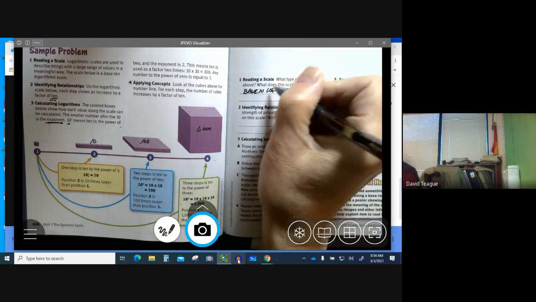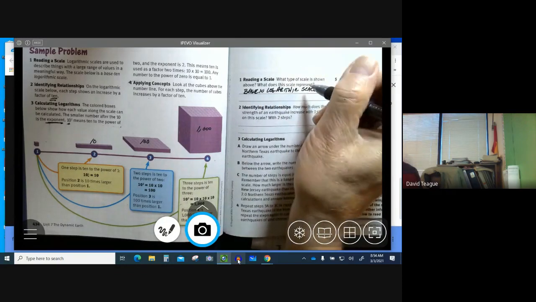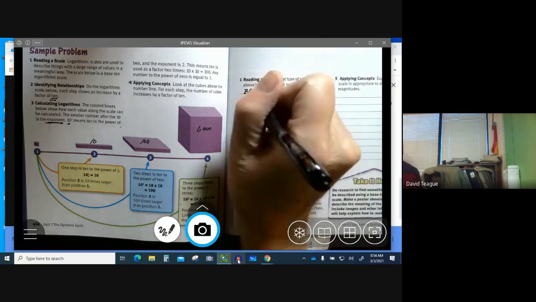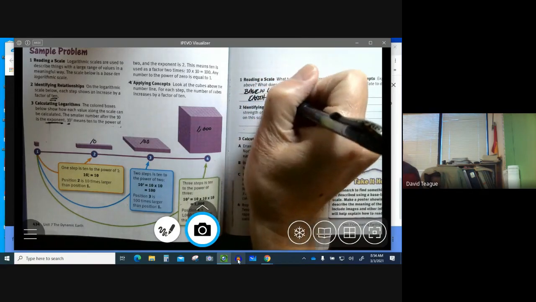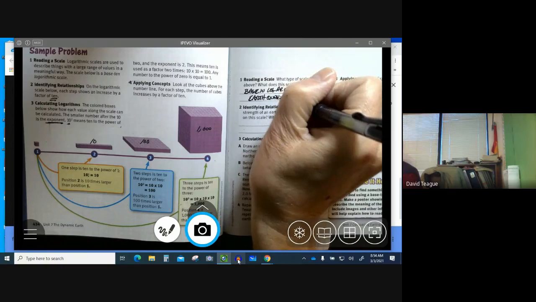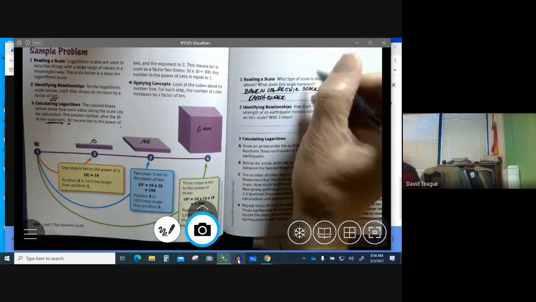So this is a base 10 logarithmic scale, right? And it's measuring earthquake magnitude.